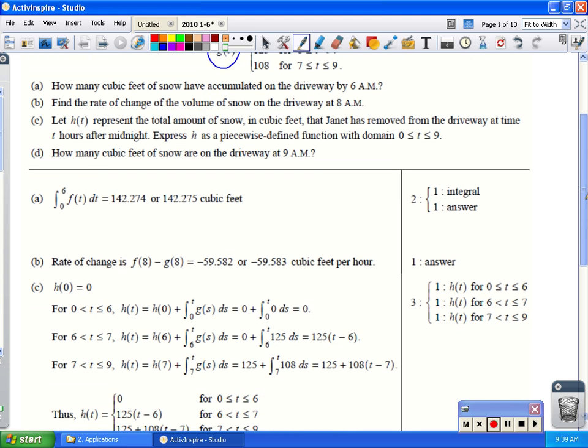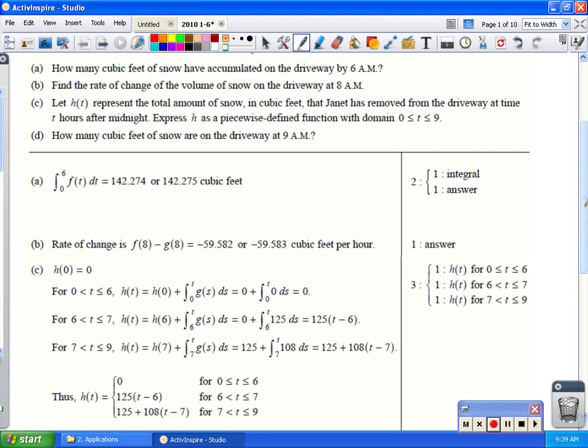How many cubic feet of snow have accumulated on the driveway by 6 a.m.? This is a simple and classic accumulate-all-of-the-snow-that-fell problem. With your calculator, you would calculate that definite integral and make sure that you put the correct units and round off to 3 decimal places.